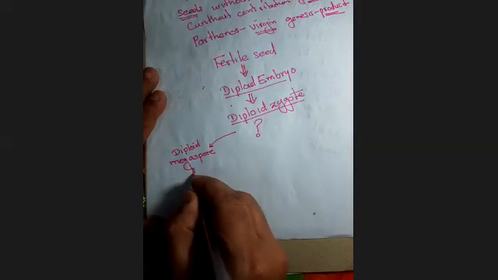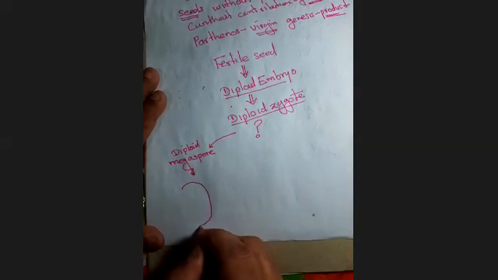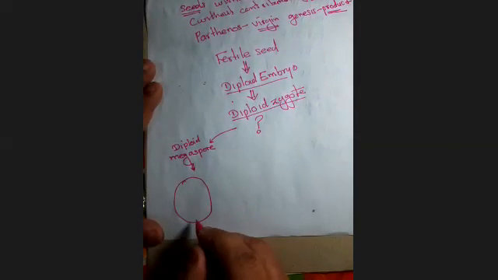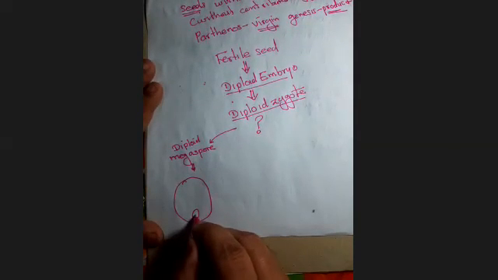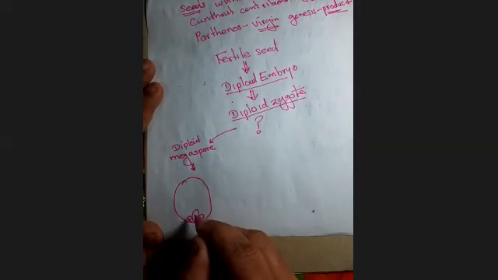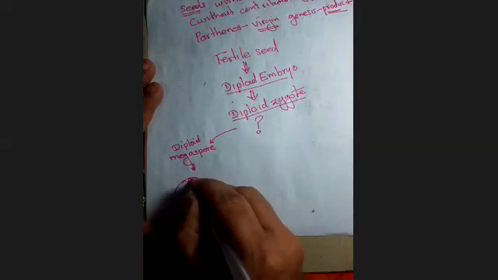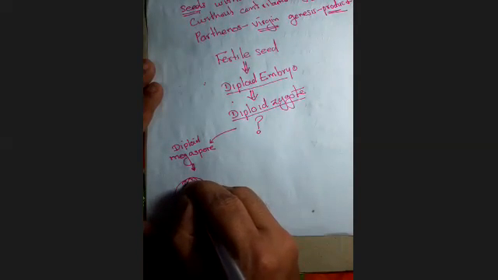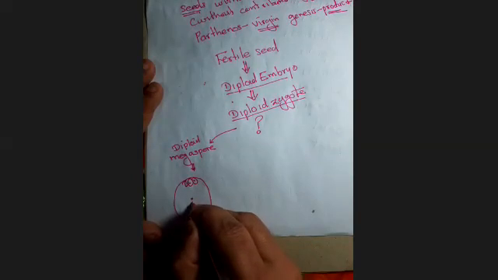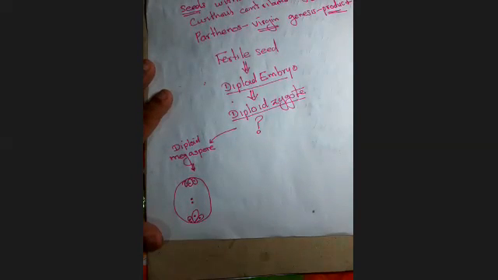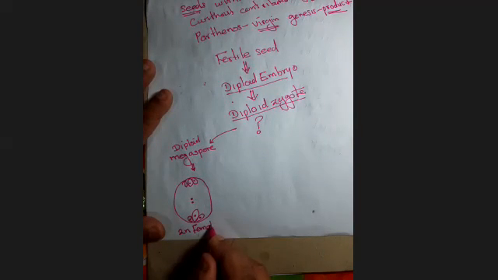In this case, in the total embryo sac, the egg will be diploid, synergid cells will be diploid, antipodal cells will be diploid, and the polar nuclei also will be diploid. So it's a 2N female gametophyte. Understood?